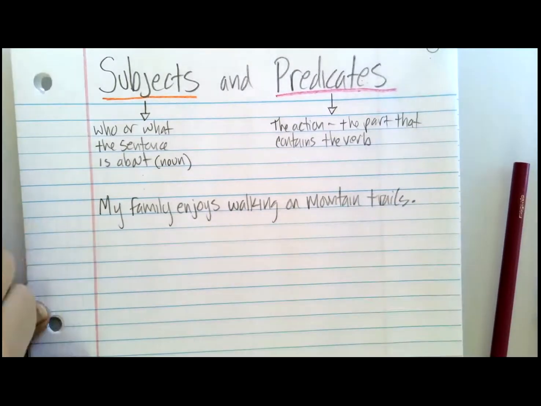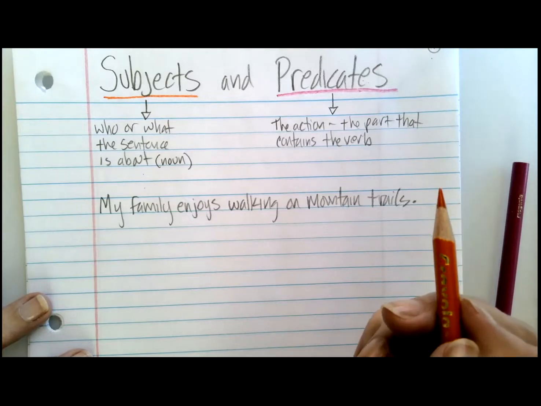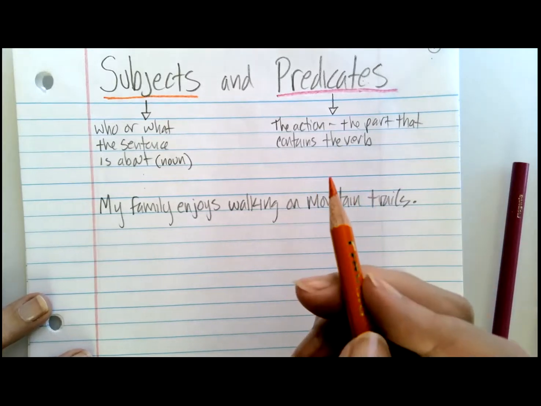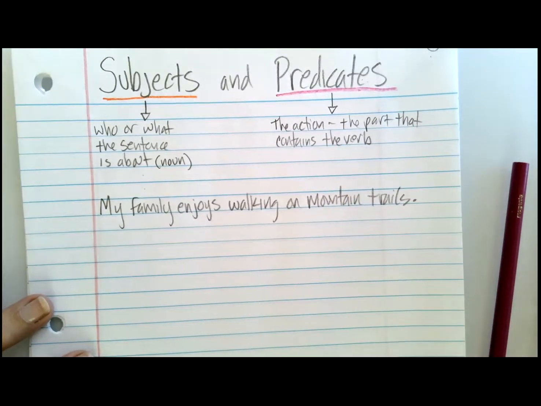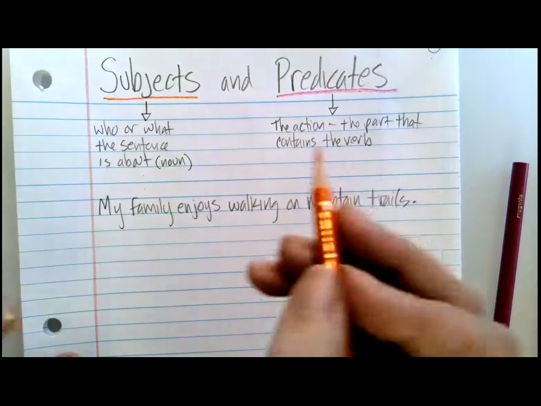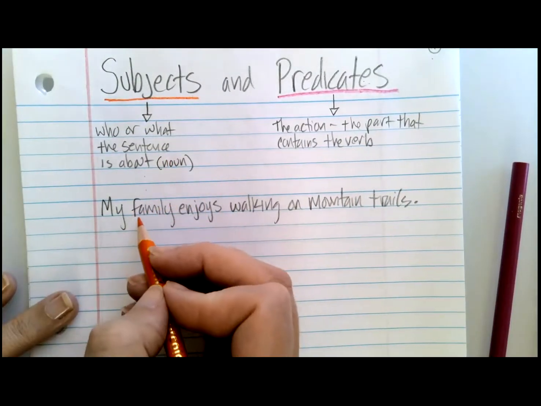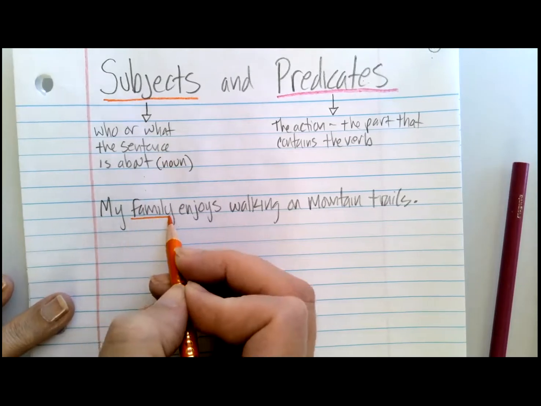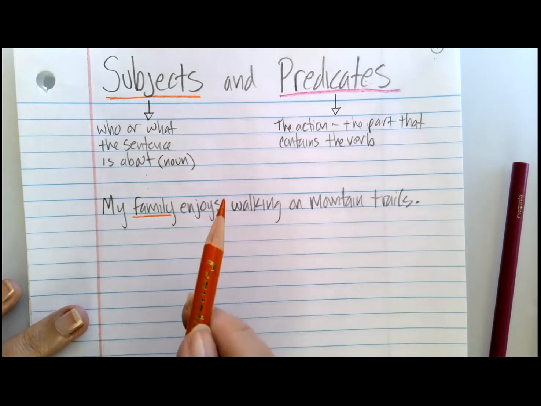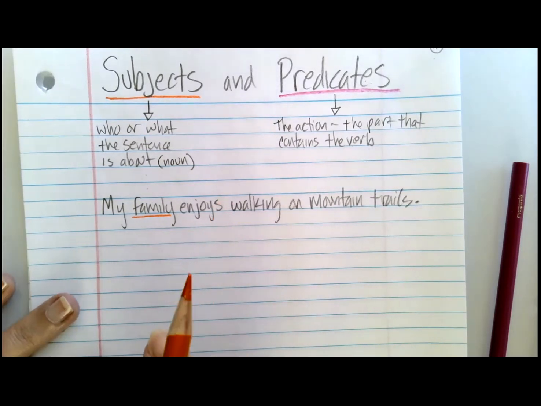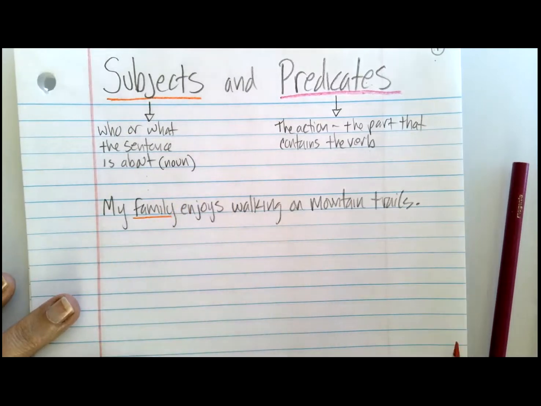Okay, now we're going to talk about the difference between a complete subject and a simple subject. If we're talking about a simple subject, we're talking about who or what the sentence is about. So in this case, it is family. So we're going to underline family with one underline. But then what is the complete subject? Well, the complete subject is going to be my family, but we'll pause that for a second.